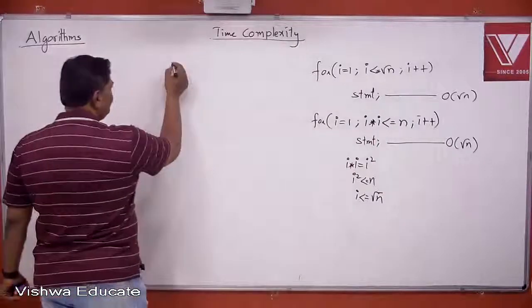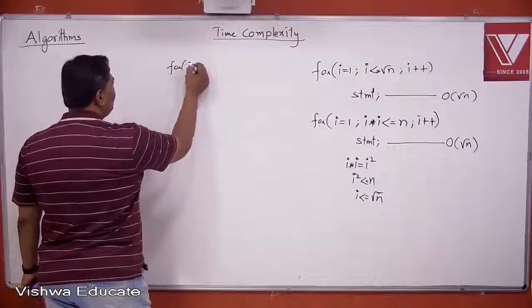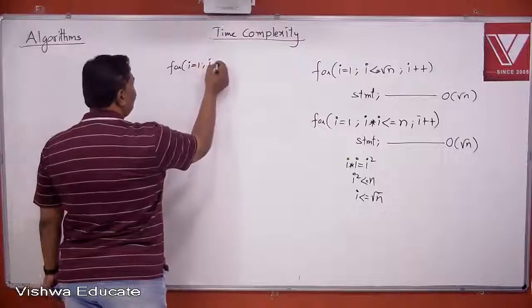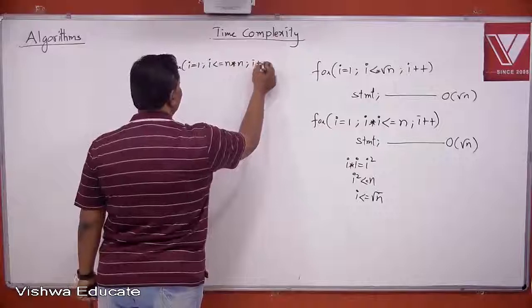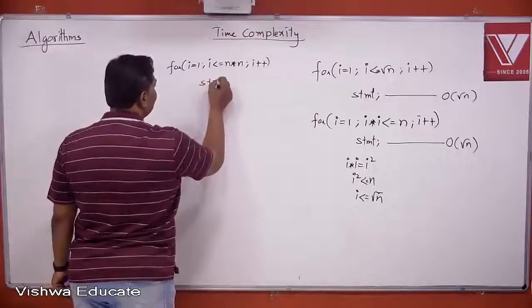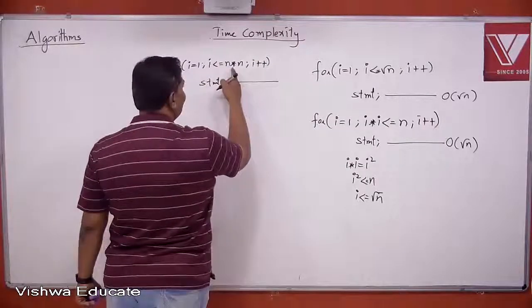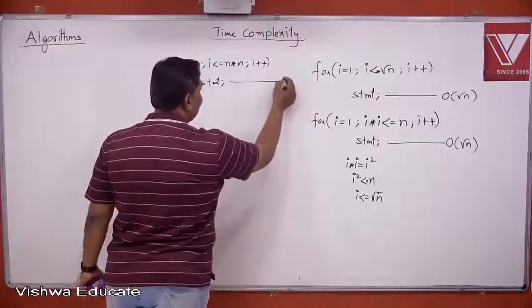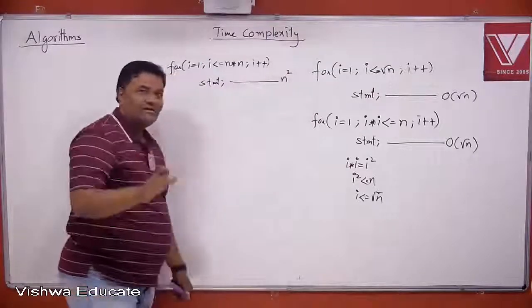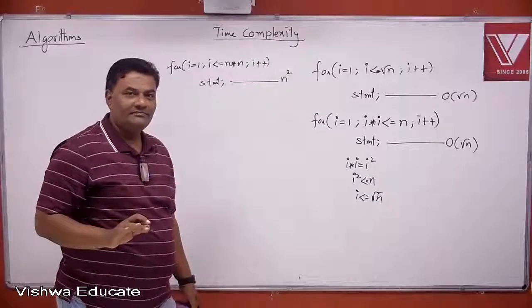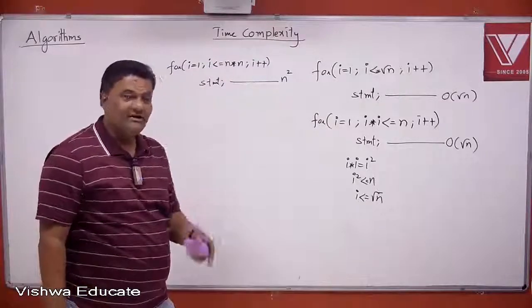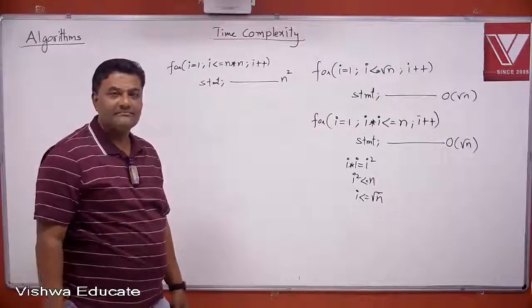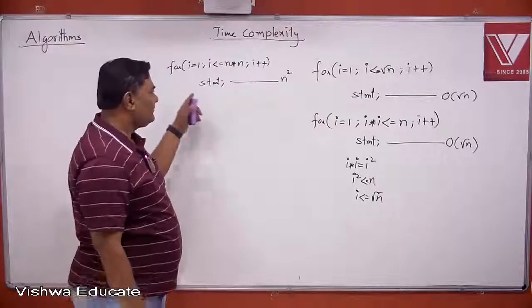Then I will write one more. For I assign 1, I is less than or equal to n into n, I plus plus, some statement. Now clearly you can see how many times? N square times. I have not written a nested for loop, loop inside loop, but the first loop, that single loop itself is n square. So it's order of n square.